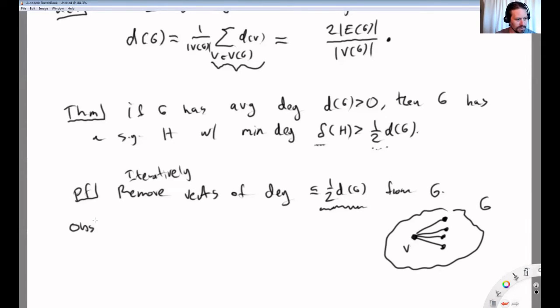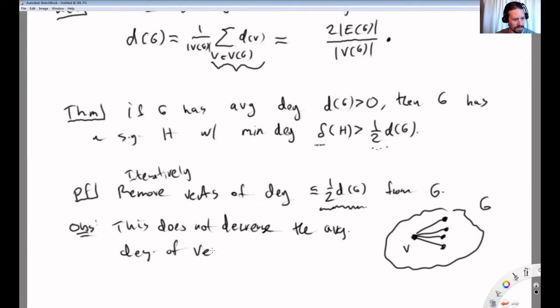So the key observation here is that this does not decrease the average degree of the resulting graph. If we do recompute the average degree at each step, it can't decrease. You're taking a list of numbers that has some average and you're removing things below the average. What happens to the average? It can't go down. It might not go up, but it can't go down. So it does not decrease, okay? So that's the key observation, and eventually we stop.